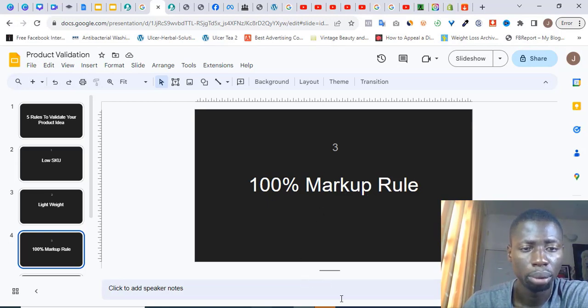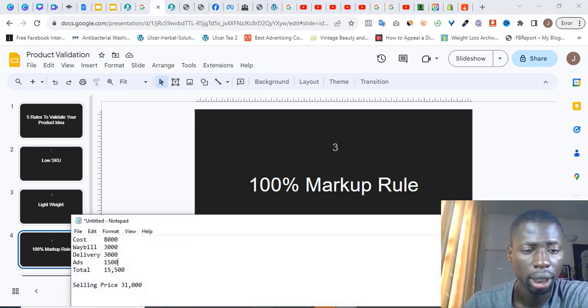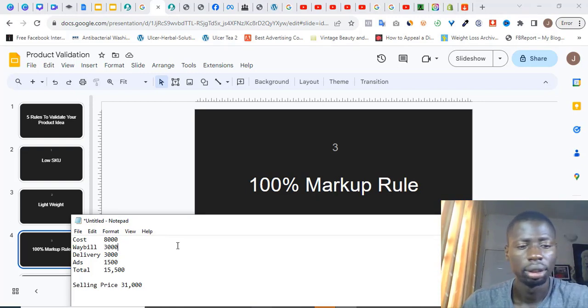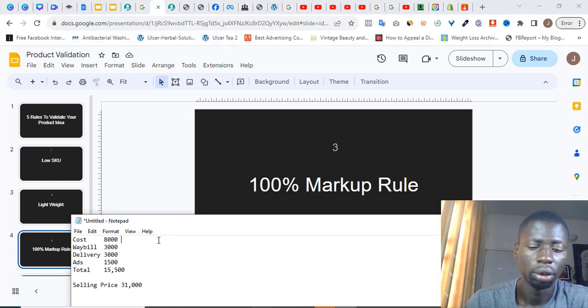And your 100% markup is what I just broke down for you here. Once you get a total cost, then you make sure you get 100% of that amount back. So let's take, for instance, you get a product for like 1,500 and you incur the same costs, like this: 3,000 naira waybill, 3,000 naira delivery and 1,500 naira in ads. You're going to see that the whole total cost is going to be a whole lot less.